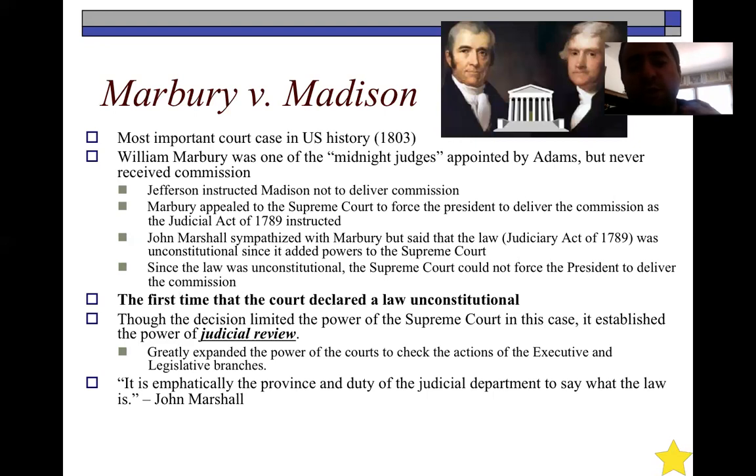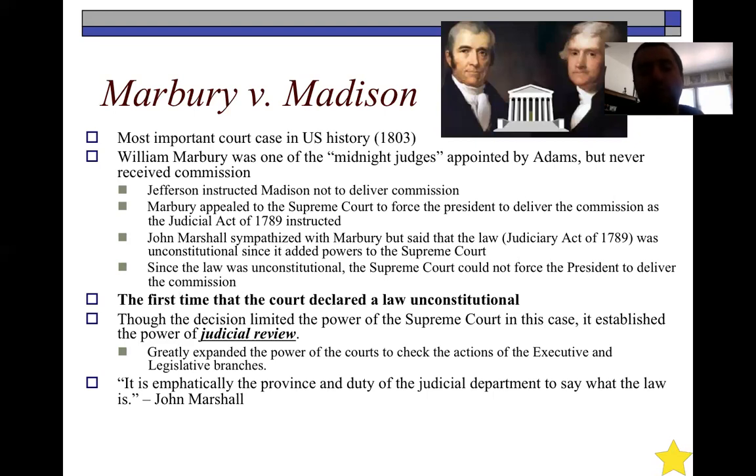Though the decision limited the power of the Supreme Court in this case, it establishes the power of judicial review. It expands the power of the courts to check the actions of the executive and legislative branches. You need to star this or highlight this, whatever you need to do, but it greatly expanded the power of the courts to check the actions of the executive and legislative branches.